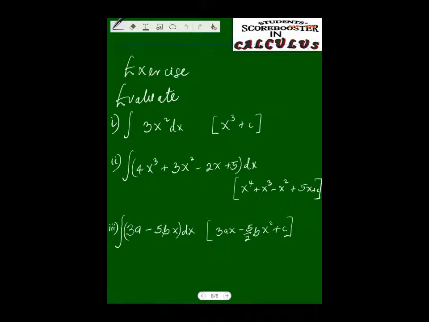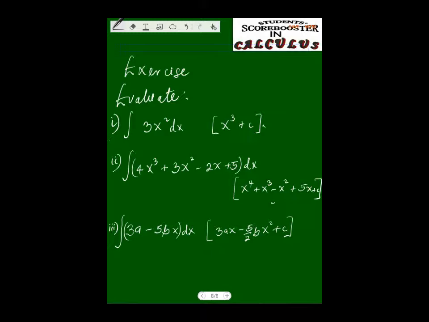Having done that, the next thing is for me to give you what to try your hands on, and this is the exercise. So the exercises are listed as follows. Evaluate: the first one is this, and this is your answer, and the second one, this is your answer, and the third one. I want you to try your hands on this and see what happens. This will tell you if you really understand the topic or not.